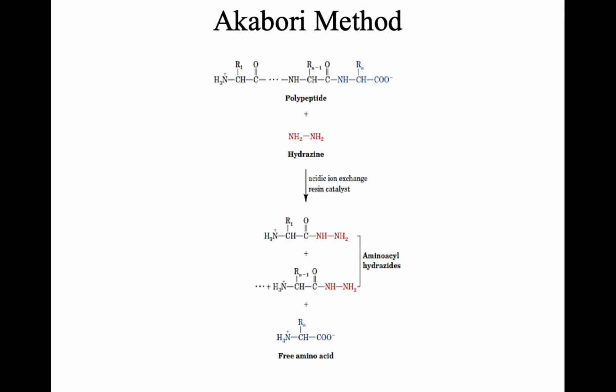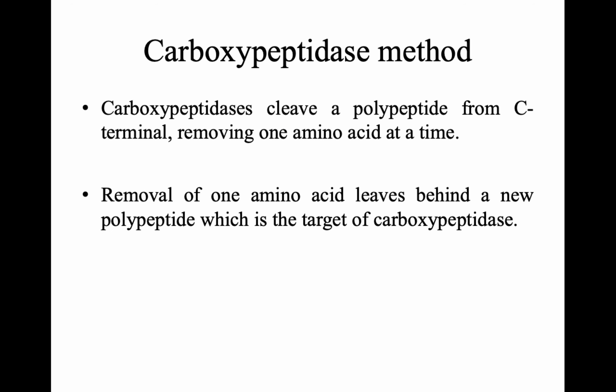The C-terminal residue is released as a free amino acid and is then identified chromatographically. As you can see here, this is the polypeptide chain, and it reacts with the hydrazine at high temperature, breaking the polypeptide chain into free amino acids. All the amino acids react with hydrazine and form amino acyl hydrazides, except the C-terminal amino acid, which is released as the free amino acid. This C-terminal free amino acid is separated and identified chromatographically.